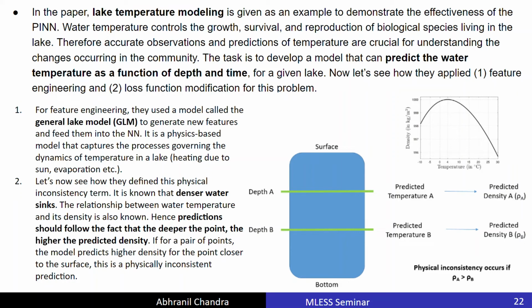Here, we take two points at depths A and B, A being closer to the surface, B being at greater depth. Now, the predicted temperature at A gives the predicted density at A, which is rho A. The predicted temperature at B gives the corresponding predicted density at B, which is rho B. Now, it will be physically inconsistent if rho A is greater than rho B. In that case, a penalty has to be applied.